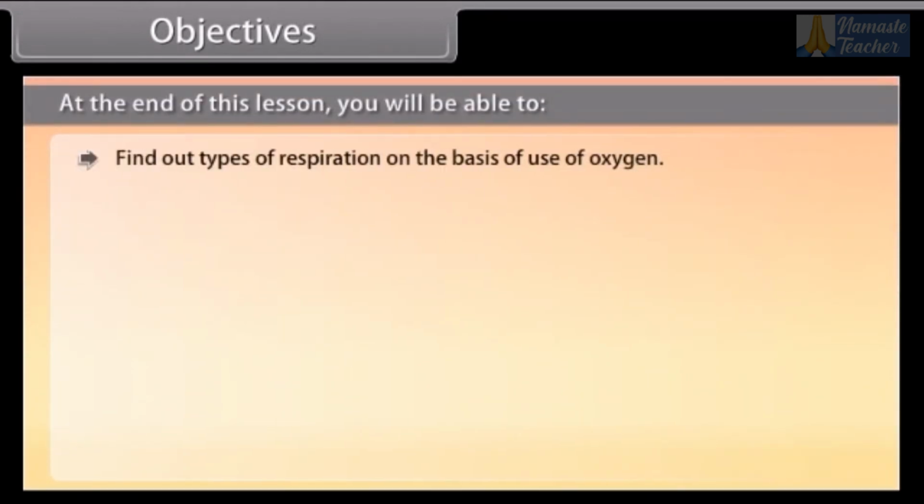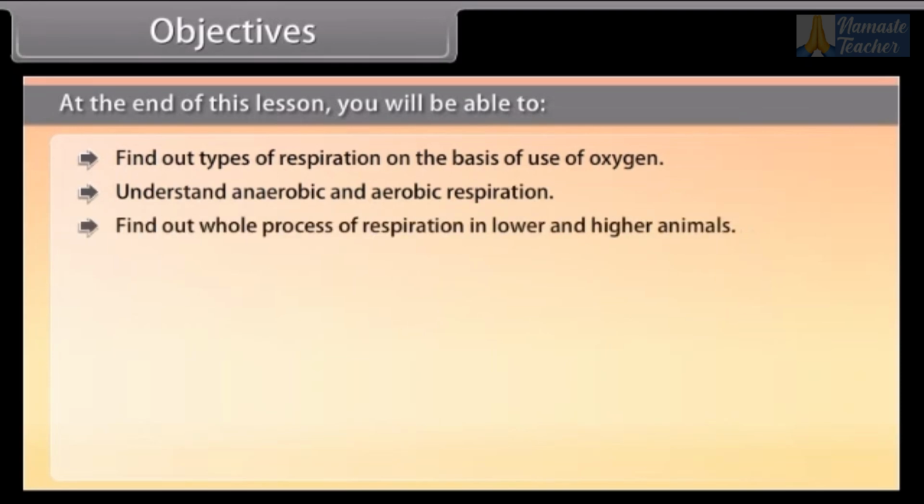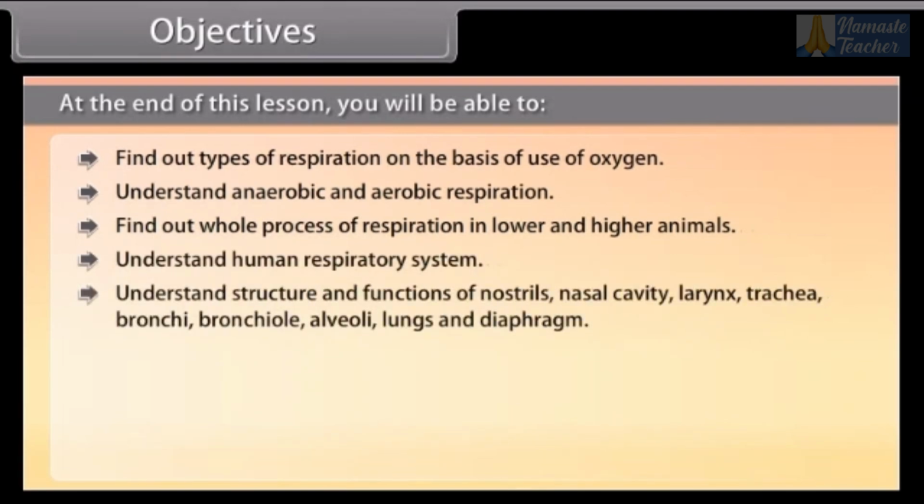Objectives. At the end of this lesson, you'll be able to find out types of respiration on the basis of use of oxygen, understand anaerobic and aerobic respiration, find out the whole process of respiration in lower and higher animals, understand the human respiratory system, understand the structure and functions of nostrils, nasal cavity, larynx, trachea, bronchi, bronchiole, alveoli, lungs, diaphragm.